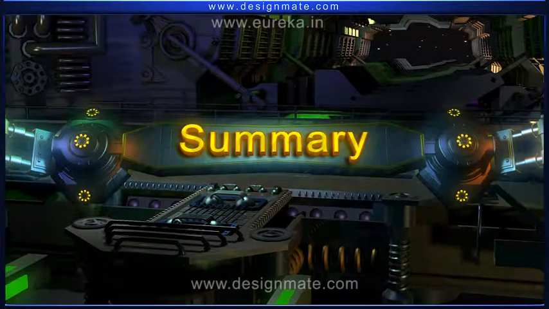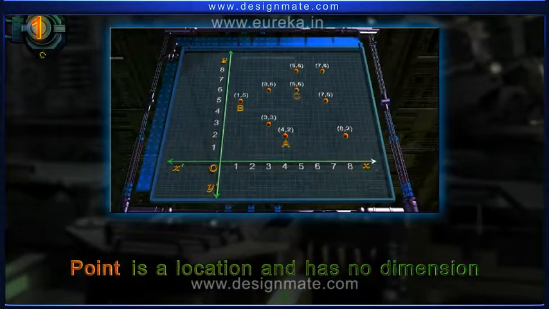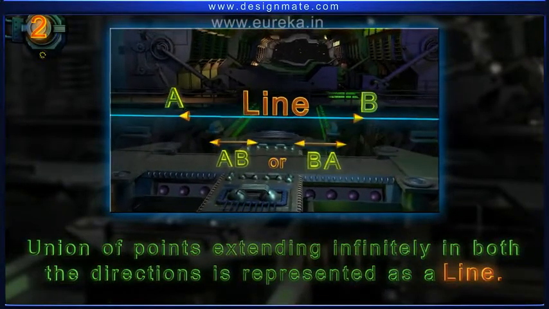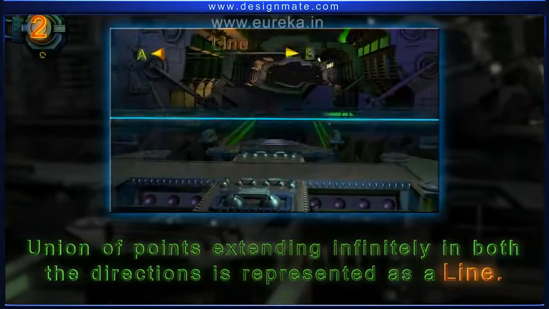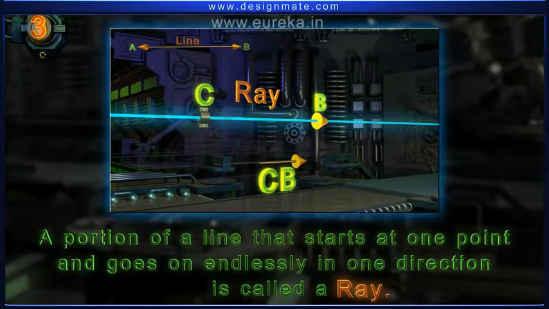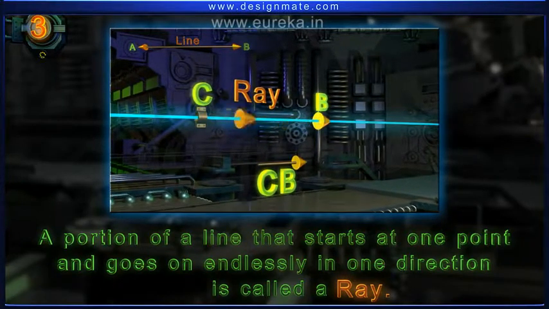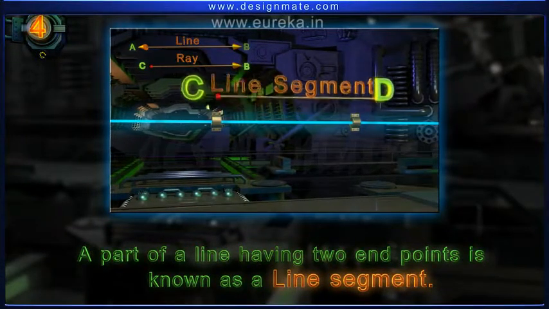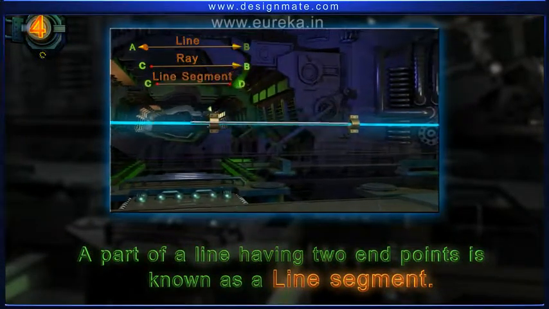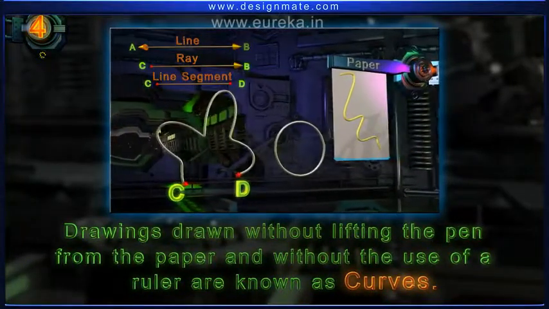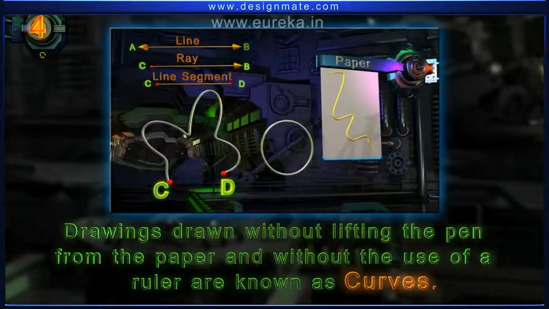Summary: Point is a location and has no dimension. Union of points extending infinitely in both the directions is represented as a line. A portion of a line that starts at one point and goes on endlessly in one direction is called a ray. A part of a line having two endpoints is known as a line segment. Drawings drawn without lifting the pen from the paper and without the use of a ruler are known as curves.